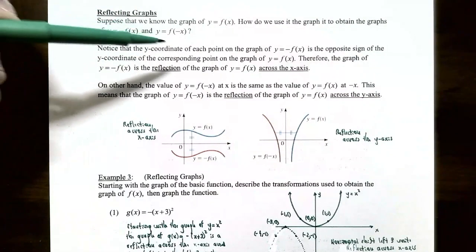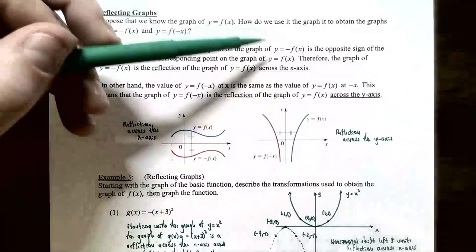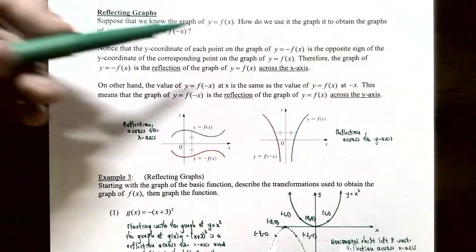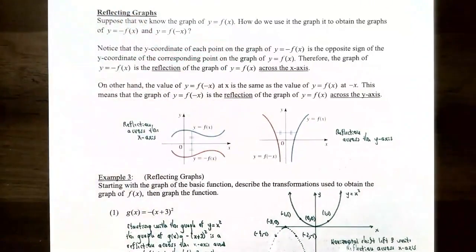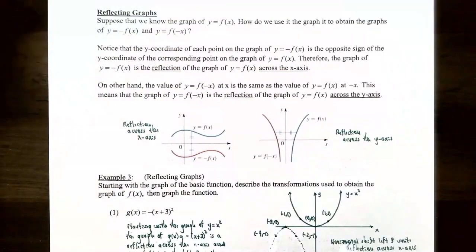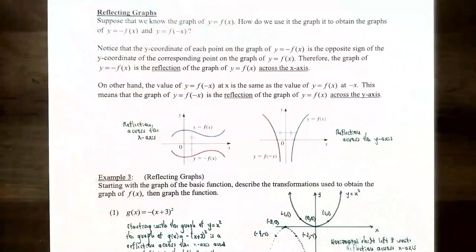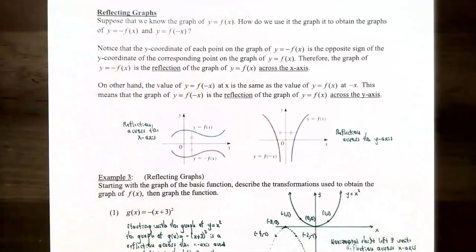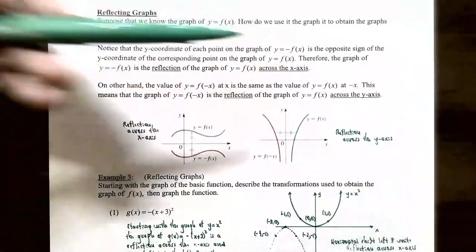Notice that the y coordinate for each point on the graph of y equals negative f of x is the opposite sign of the y coordinate of the corresponding point on the graph of y equals f of x. So instead of y equals f of x, notice that we're only introducing the negative sign in front of f of x. Well, f of x stands for the y values. So if you're introducing a negative, that will change all the y coordinate signs. So instead of a positive y coordinate, it'll actually be a negative y coordinate. Instead of a negative y coordinate, you'll have a positive y coordinate.